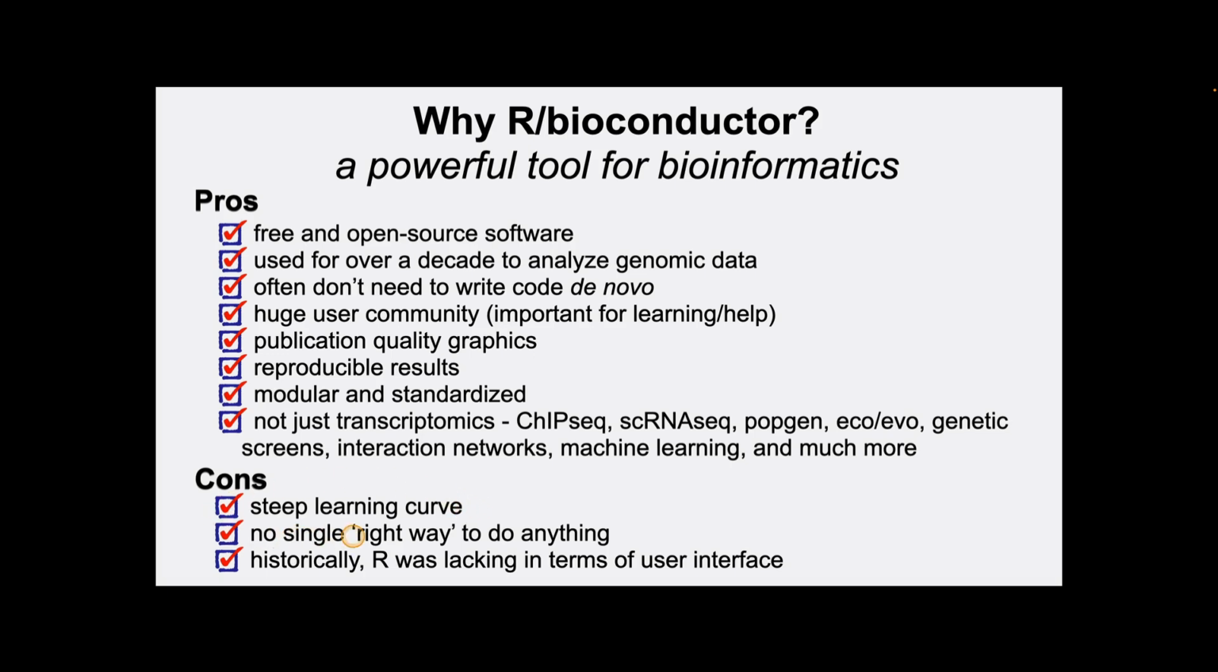There's also no single right way to do anything, and that's not a feature of R, that's a feature of any programming language. That's often a point of frustration for many people learning R because they want to know what's the right way to analyze RNA-seq data, what's the right way to map reads to a reference genome or transcriptome. And the answer is there isn't a single right way.